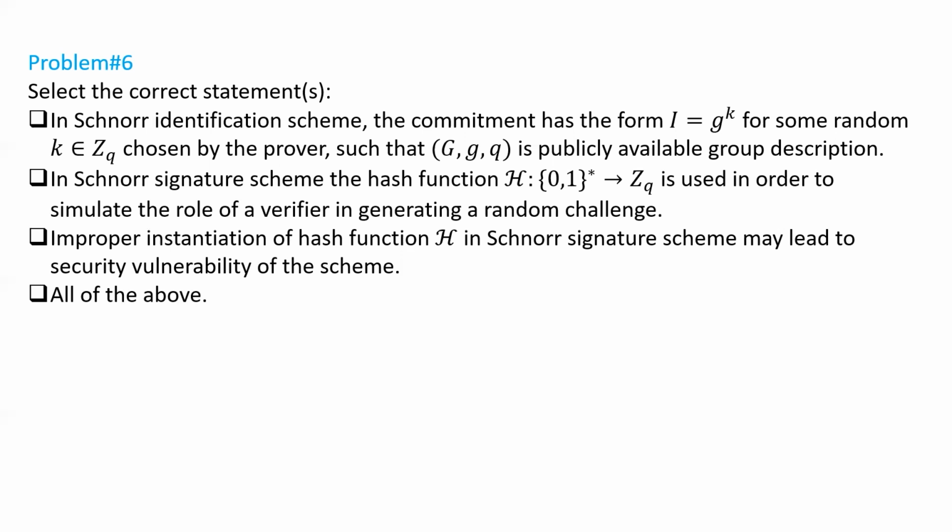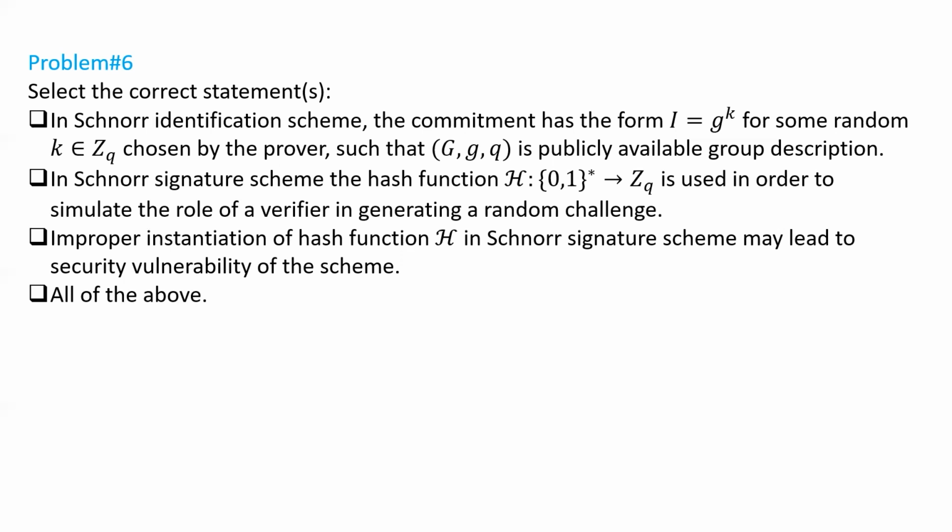And actually there is also a public key available, which is of the form h equal to g to the power x, where x is also secret. Now for computing the commitment in the identification phase, in the commitment phase, the commitment I is computed as g to the power k in the Schnorr identification scheme, where k is chosen by the prover from Zq uniformly randomly, and of course k is kept secret from the verifier.